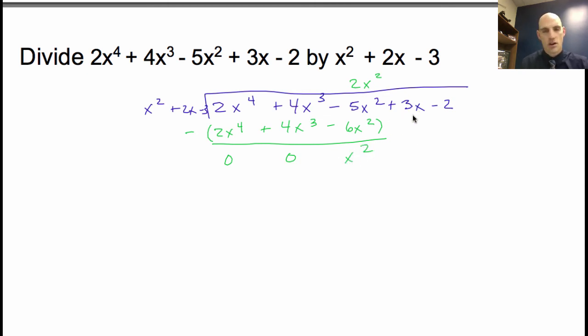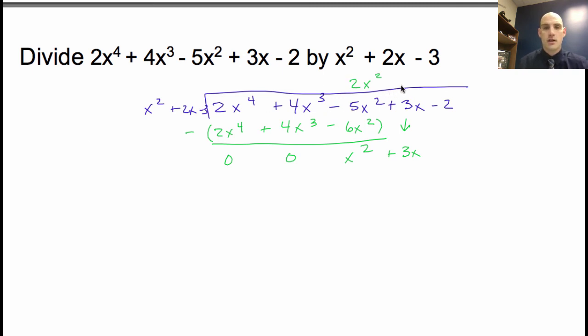Okay, so this is all right. I'm going to bring down my plus 3x. And so I'm looking at my x squared. What do I have to multiply my lead term here, my x squared, by to get x squared? Well, that's weird. I'm not multiplying it by an x. I'm multiplying it by a 1.